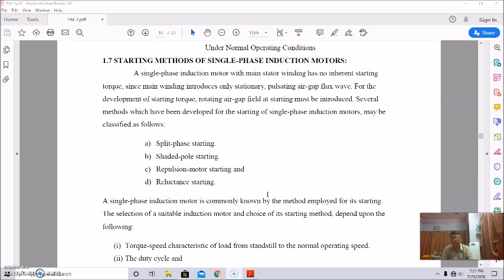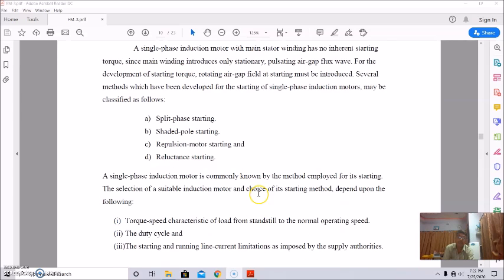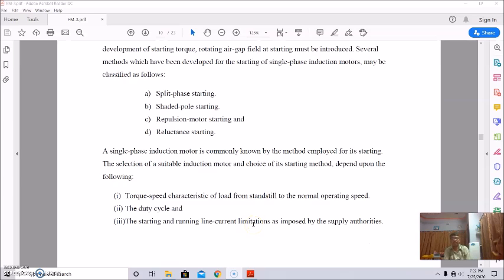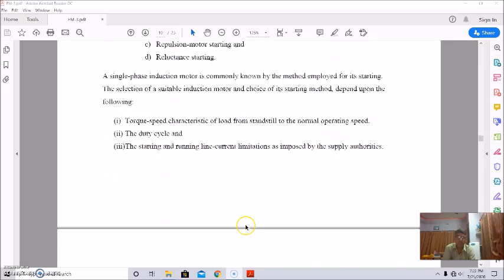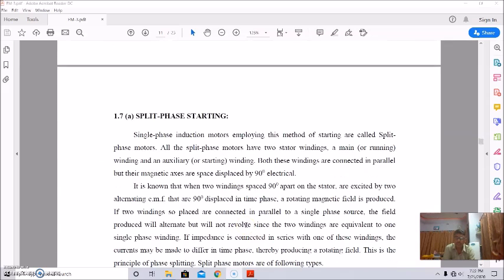A single phase motor is commonly known by the method employed for its starting, and the selection of a suitable induction motor and choice of its starting method depends upon the following: once again, the rotor speed characteristics of the load from standstill to normal operating speed, then the duty cycle, and third, starting and running line current limitations as imposed by the supply authorities. Okay, so split phase starting is employed for induction motors.